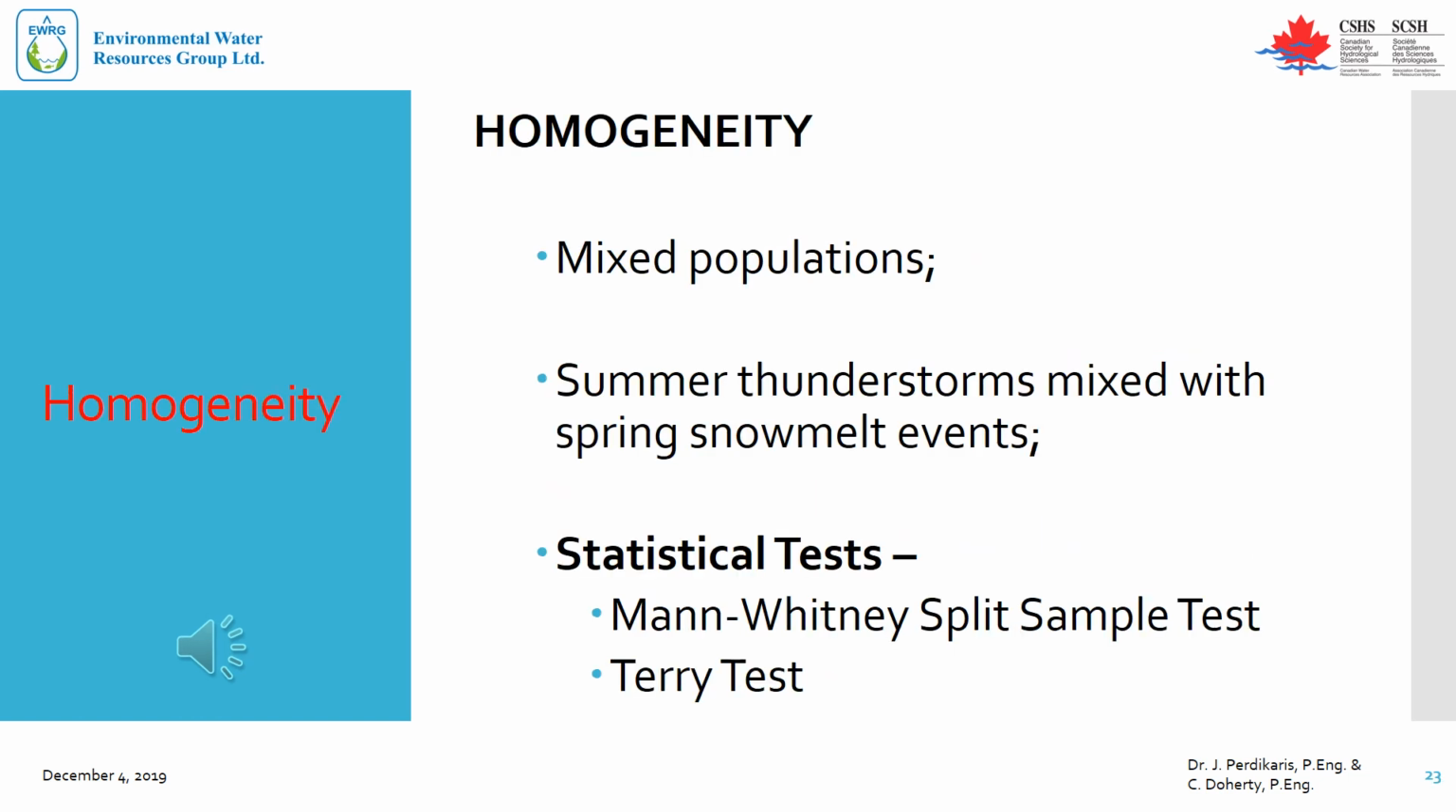Homogeneity implies that all the elements of the data series originate from a single population. A series that contains both snowmelt and rainfall floods may not be homogeneous. However, depending on the results of a test, it may be acceptable to treat it as such. There are two tests that are commonly used to determine if a data set is homogeneous. The first one is the Mann-Whitney test, Mann and Whitney, 1947, and the second one is the Terry test, 1952.